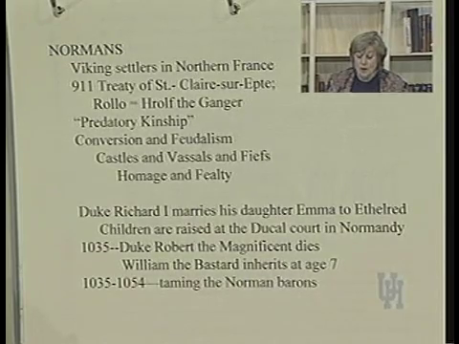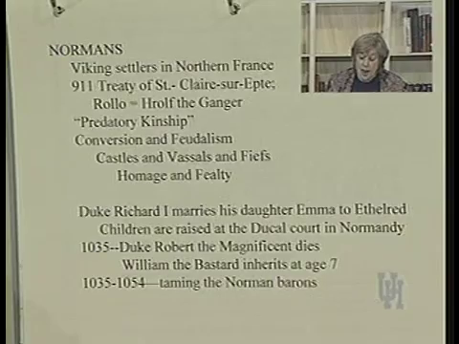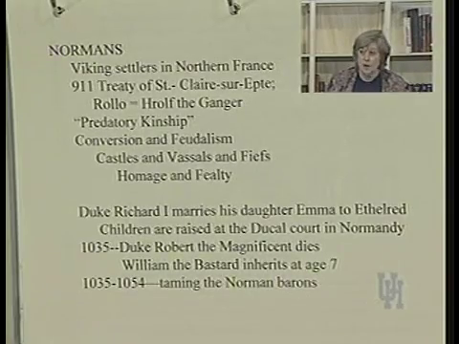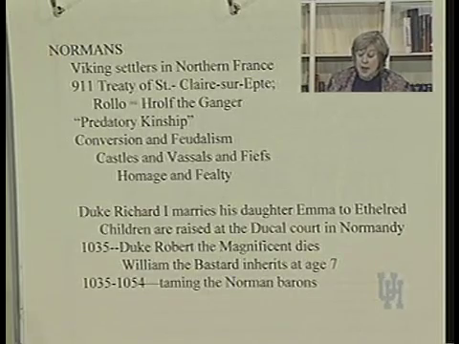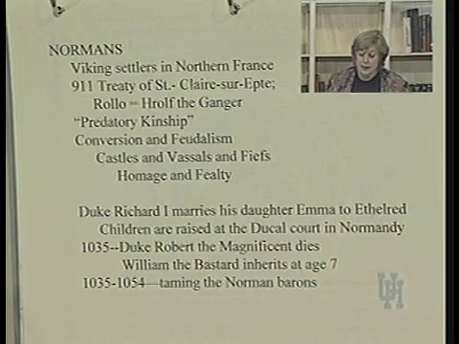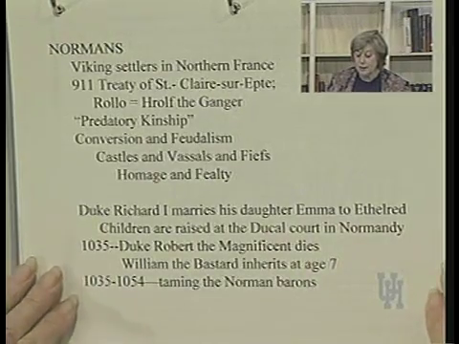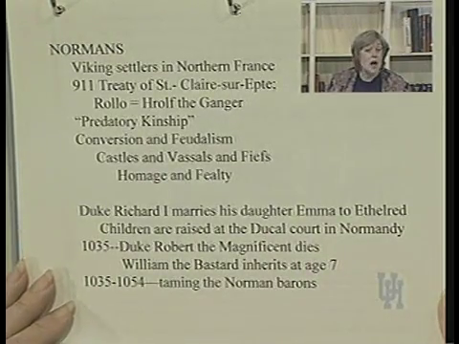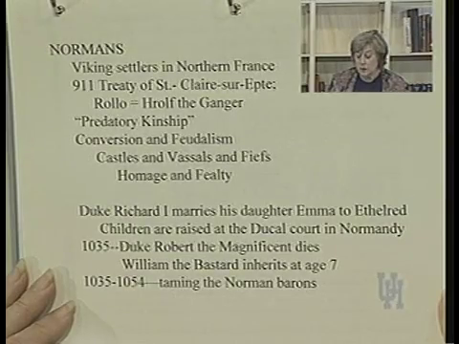Duke Richard I of Normandy married his daughter Emma to Ethelred, and this is Emma of Normandy, who we talked about, who married first Ethelred and then Canute. And the children of Emma and Ethelred were raised at the ducal court in Normandy at the time of William the Conqueror.